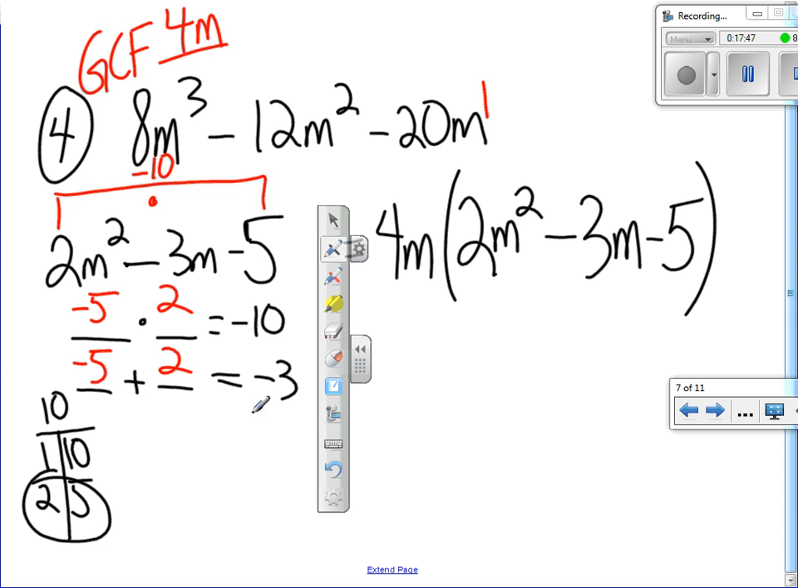You want to end up, when you add, with more negatives than positives. That means the bigger number is going to have to get that negative. Now what if this would have been positive 3? The signs would be flipped, right? If this is still negative 10 and that's positive 3, you want more positives than negatives, so you would put the negative on the smaller number. Okay? Hopefully that helps a little bit.